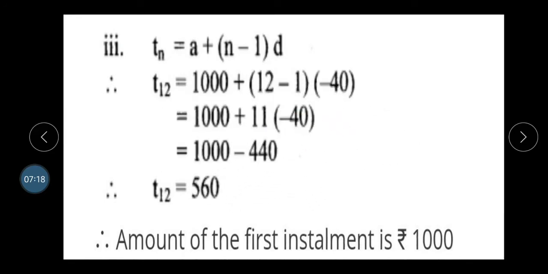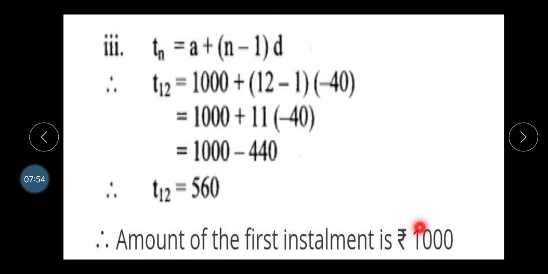Now we need to find the last installment. So we will write the Tn formula, nth term. So Tn is equal to A plus n minus 1 times D. Substituting the values, T12 is equal to 1000 plus 12 minus 1 into minus 40. 12 minus 1 is 11 into minus 40, we will get 440. 1000 minus 440, we will get 560.